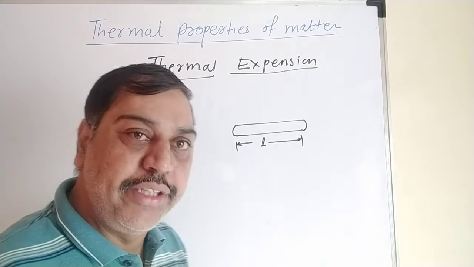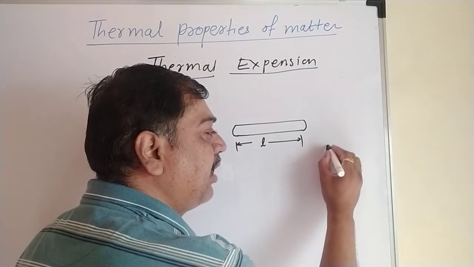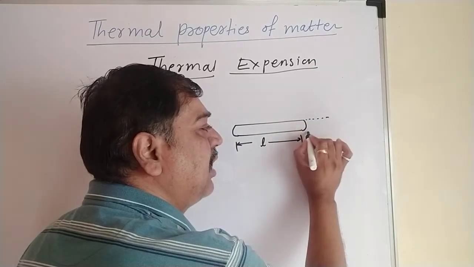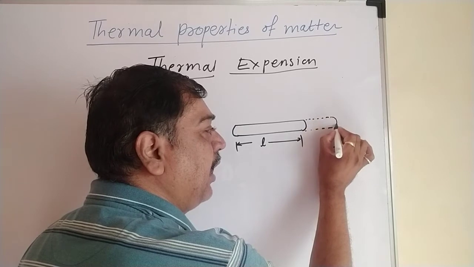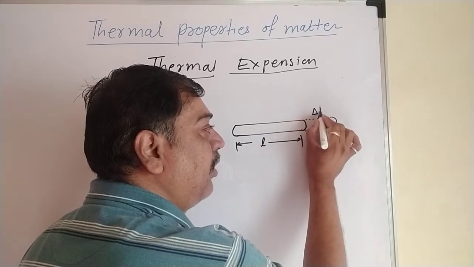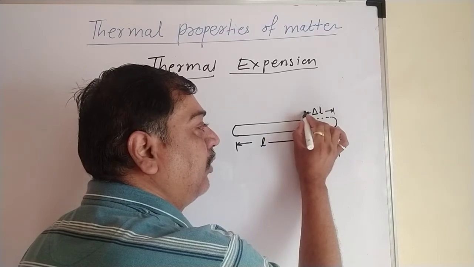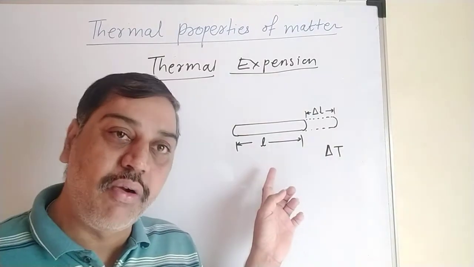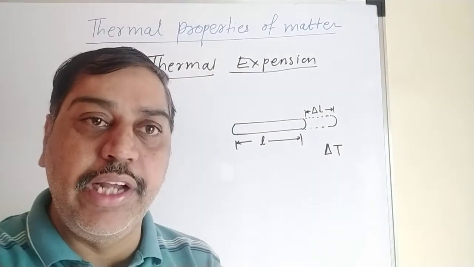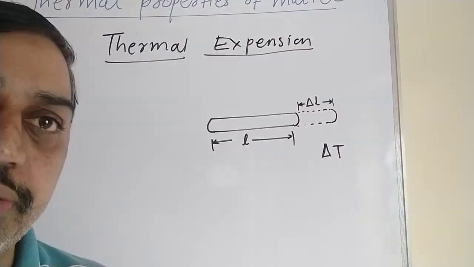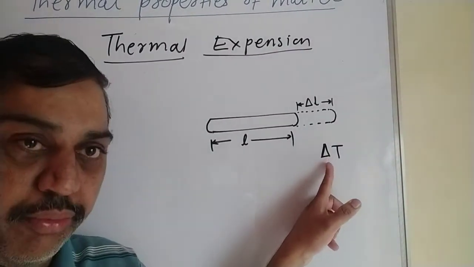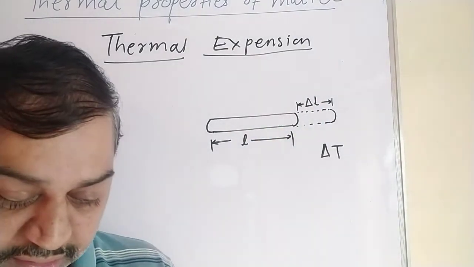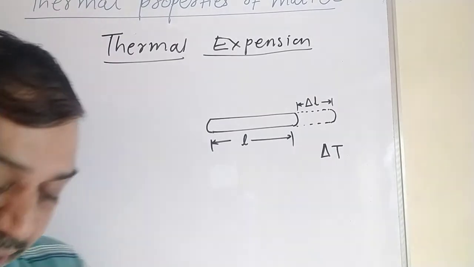When you change the temperature around this rod by an amount delta T, a change in the temperature, it is seen that we have increased the temperature. The rod gets elongated and there is a change in the length, delta L. This elongation occurs due to the change in temperature. We have increased the temperature, and the length of the rod increases by an amount delta L. So delta L is said to be the change in length of an object.